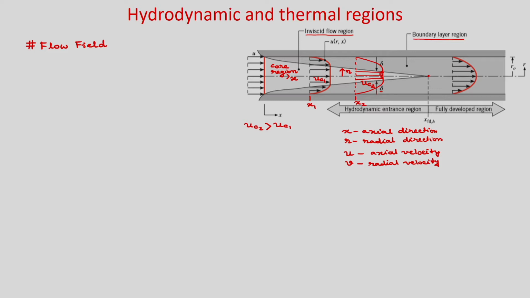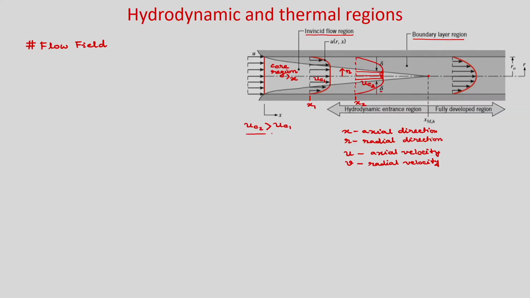So, why is it so? You can see that your velocity boundary layer is gradually increasing. So, to have the same mass flow rate at section 1 and section 2, you should have more velocity at the core region at section 2. For that reason your core velocity at section 2 is higher than the core velocity at section 1. In this case, this developing region length we will consider as L h.